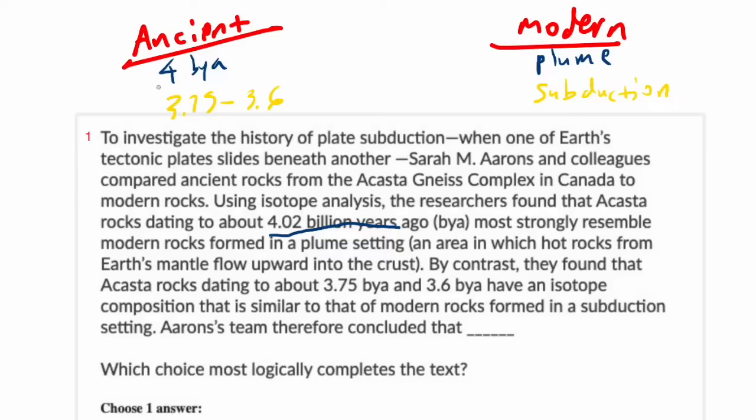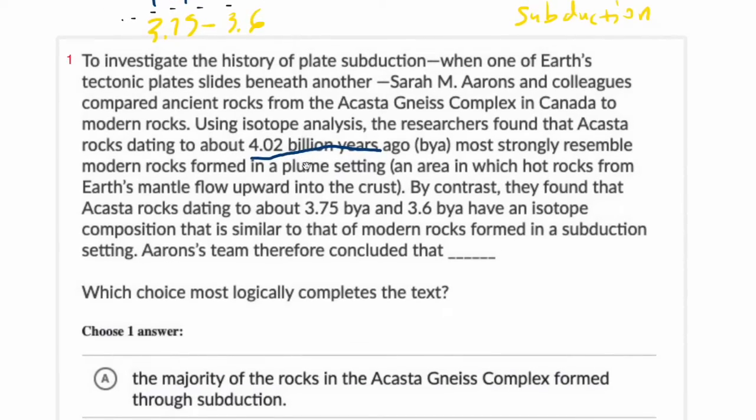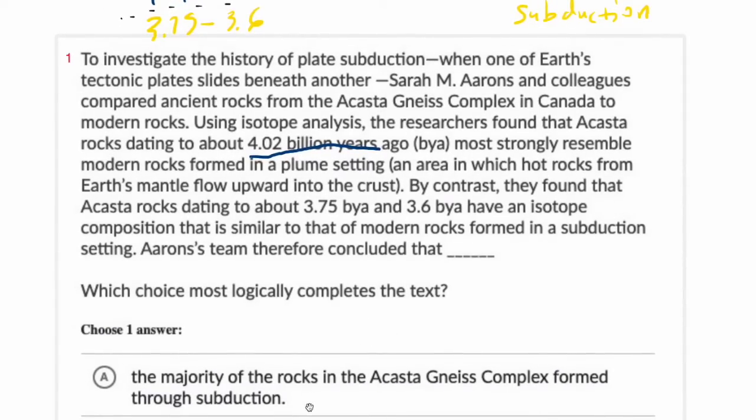And so that suggests that something happened in between 4 billion years ago and 3.75 billion years ago. And what is that something? Well, perhaps a volcano eruption? Hot rocks flow upward into the crust? Let's see. I don't know, but let's see. Something happened in between 4 and 3.75 billion years ago. The majority? No. We don't know anything about how many of them date back to 4 billion years ago versus 3.75 billion years ago.